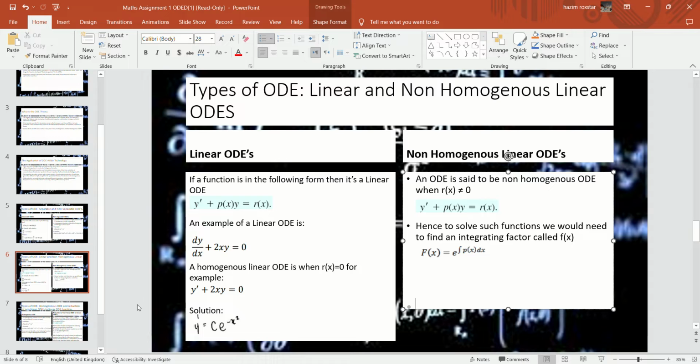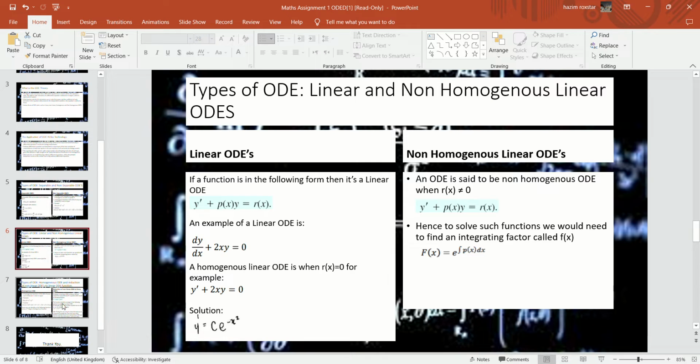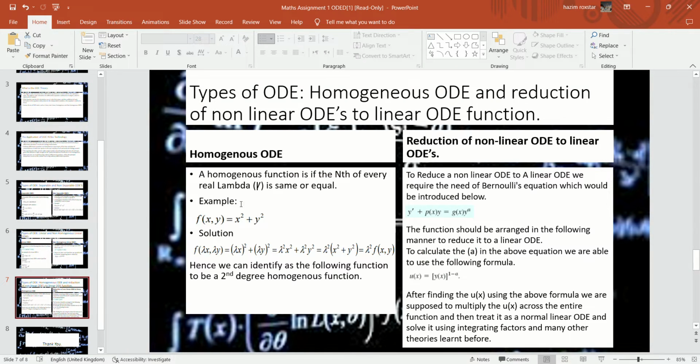And for our last example, we have homogeneous, linear, and reduction of non-linear to linear ODEs. So, a homogeneous ODE or homogeneous function is one where the nth power of every real lambda is the same or equal. For example, as you can see, x squared plus y squared equals 5x. And then the solution can be made by expanding it with the lambda and we can identify it as a second degree homogeneous function. So now, reduction of nonlinear ODE to linear ODEs.